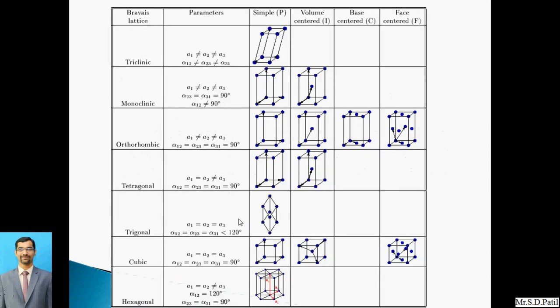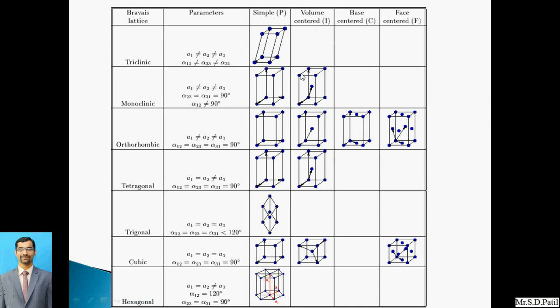So these are the 14 basic structures. First is the triclinic, in which only the simple pattern of parameters is there. Then monoclinic, in which simple and volume centered parameters are there. Then in the orthorhombic, four constructions are there: simple, volume centered, and so on.